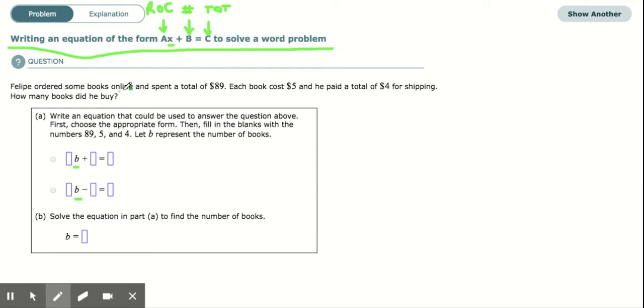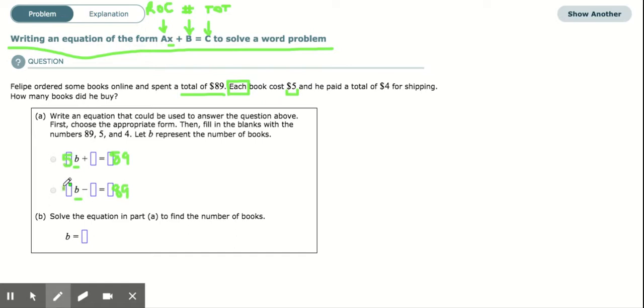Felipe ordered some books online and spent a total, look at that, total of $89. So that tells us that 89 is going to be over here. Now we're not sure if we're using the first equation or the second equation. That depends on if we're adding or subtracting. Each book, this word each is really important. You'll see each or per usually, and that tells you that it's the rate of change. So each book costs $5 because for every book, you're going to pay $5 more. So this number here is going to be the 5.